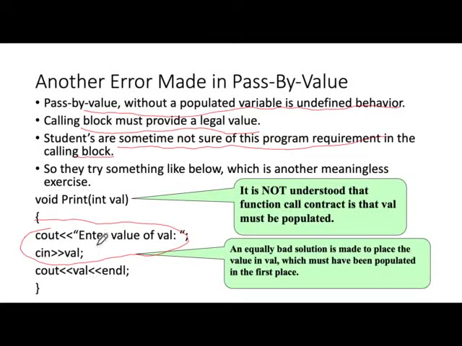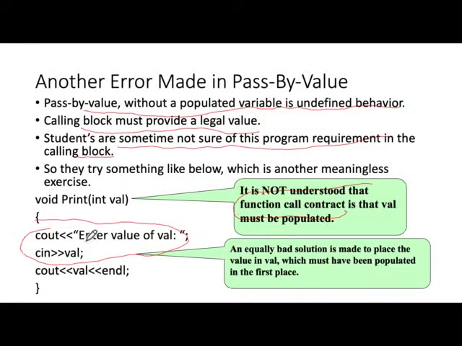because this should have been taken in the calling block where print is being called. It is not the print function's responsibility to populate val. This should be populated before calling. So the function call contract is that val must be populated. You can't fix this problem by this. You have to move this code into the calling block. Okay? That's how you fix that.